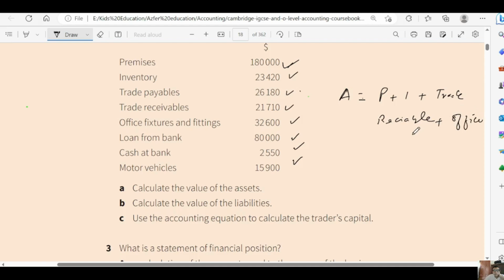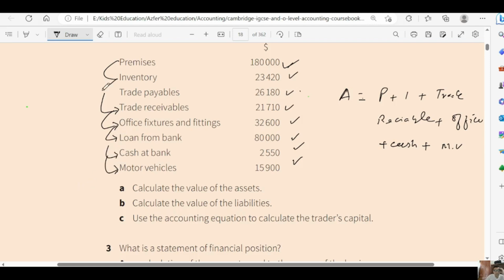Okay, motor vehicles. These all are assets. To calculate the asset, you have to just add these things: premises, inventory, trade receivable, office fixtures, loan from the bank. This is also an asset as well as a liability. Cash at bank and motor vehicles. So these are the assets. Calculate the value of the liabilities.